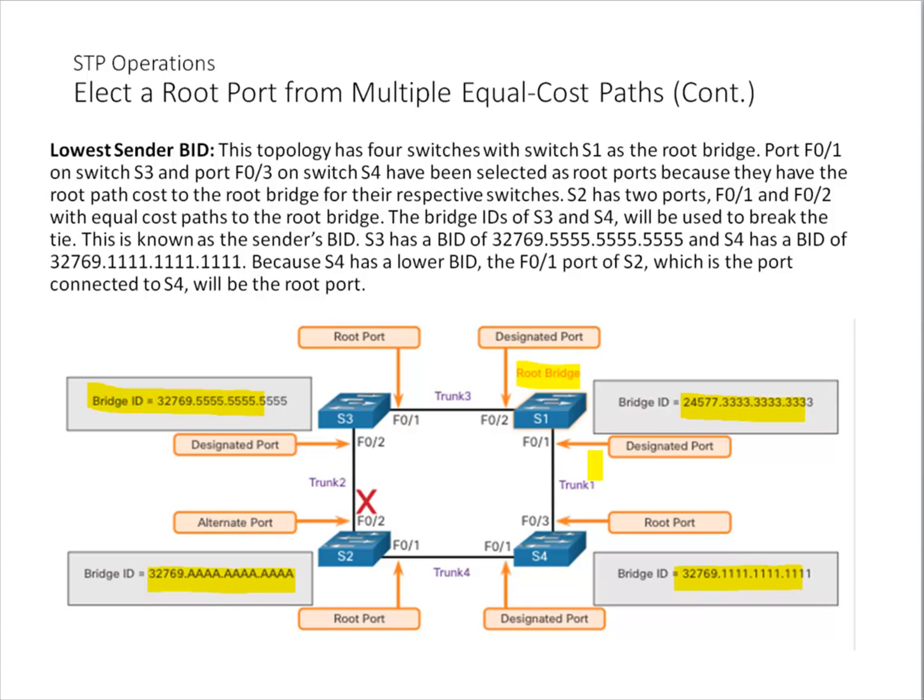Now the next step is the root port. Root port means F0 is automatically selected as the root port. Now I am going for the path. From S3 to S1 we have only one path. S4 to S1 we have only one path. So there are no issues here. But if you go for S2, switch 2, there are two different paths available.